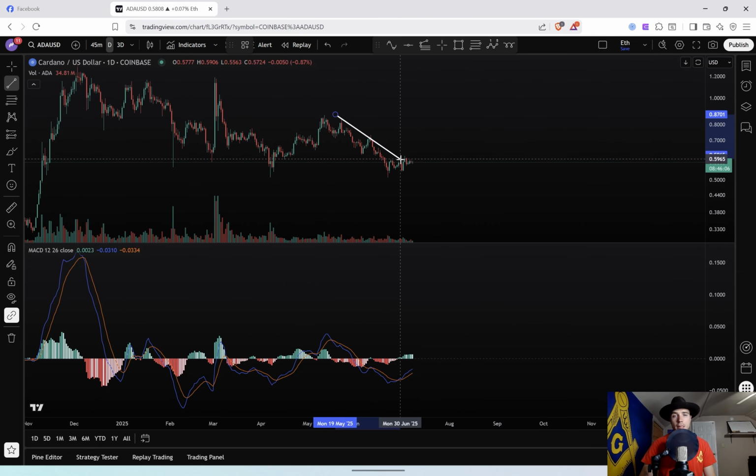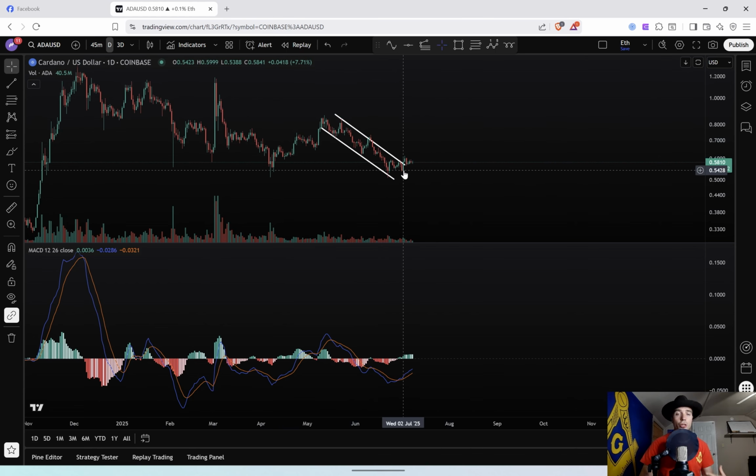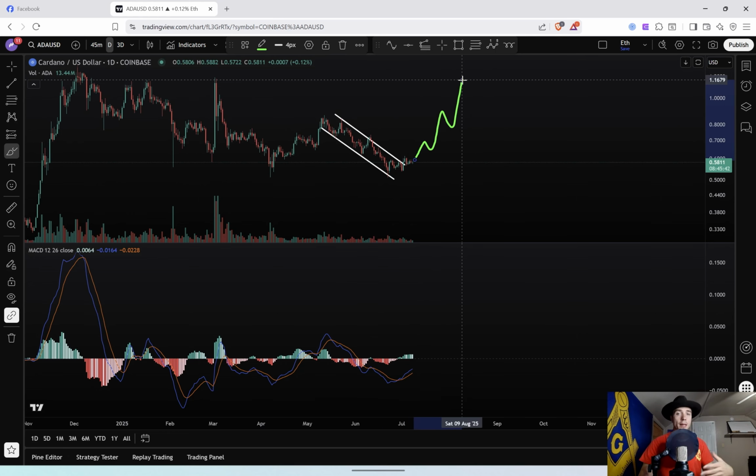The other thing that we see here is a downward pointing channel, and we did break bullish out of that downward pointing channel, which is a really good thing, especially since once you break bullish out of these downward pointing channels, a lot of times all of that downward momentum will be flipped back around in the other direction and start to head up towards resistance levels.